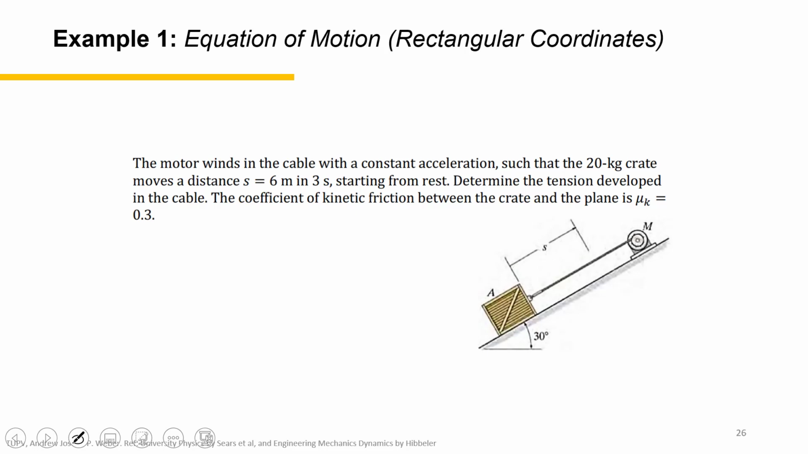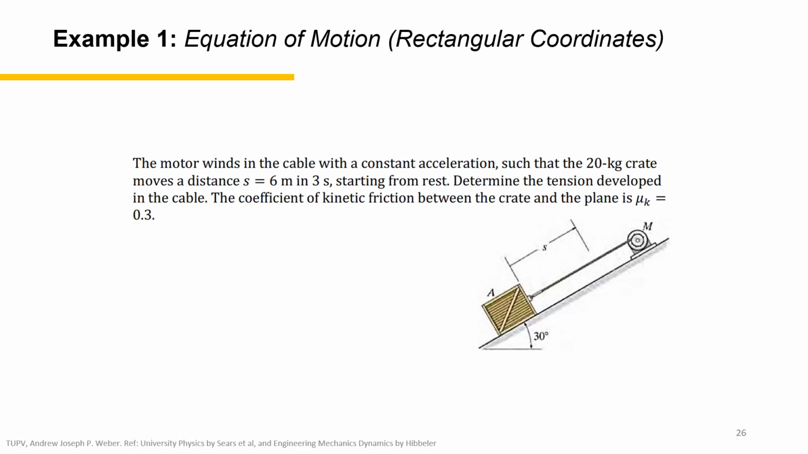Okay, so this is our first example of the problems involving equation of motion under rectangular coordinates as inertial reference frame. So the problem reads, the motor winds in the cable with a constant acceleration such that the 20 kilogram crate moves a distance of 6 meters in 3 seconds, which starts from rest. The question is, what is the tension that is developed in the cable? Another given is the coefficient of kinetic friction between the crate and the plane is 0.3.